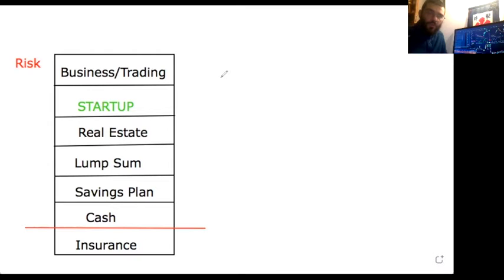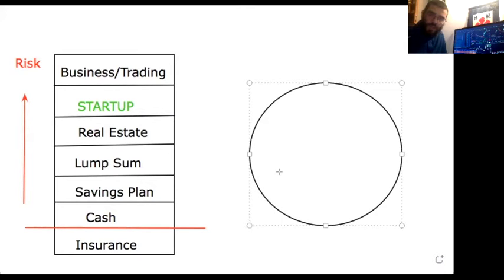And so we use similar strategies with the savings plan or the lump sum investments as we do with the startup. Right, so we know that risk goes up along this scale here, and what we're going to do with a lump sum and with a startup investment is we are going to make a portfolio just like we're going to do with any other asset class, right? So this portfolio is easy to do with savings plans. It's reasonably easy to do with lump sums. It gets more difficult with real estate, but it becomes easier now. Now it's not so difficult at all with startup investing.